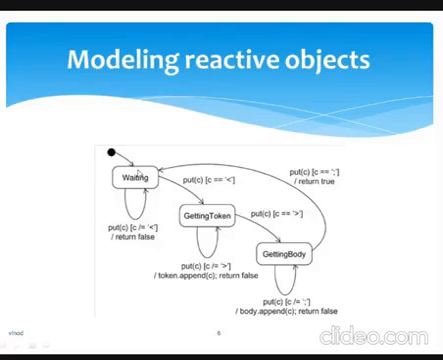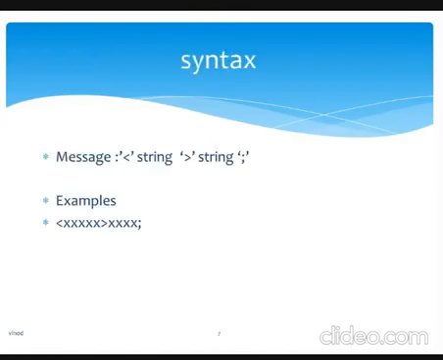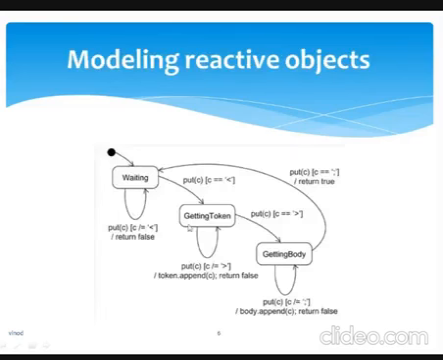Whenever it receives a less than character, it will change state from waiting to getting token. Whenever the getting token state receives a greater than character, it will change its state from getting token to getting body. The main objective of this state machine is that it accepts these types of strings: a less than symbol, any kind of string between, the closing greater than angular bracket, and any length of string. These three parts can be accepted using this state machine.